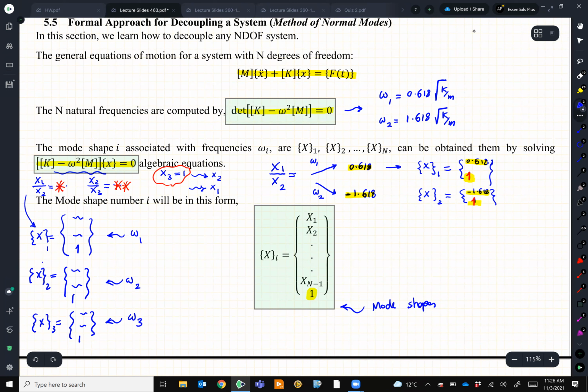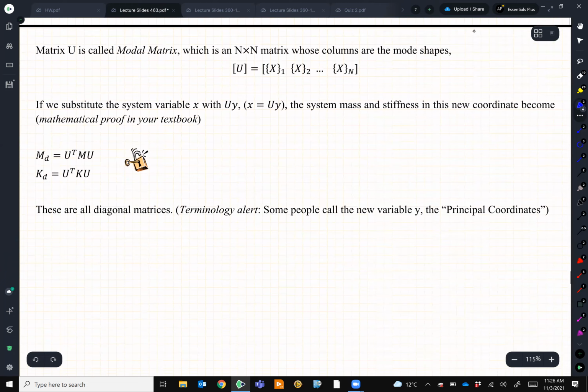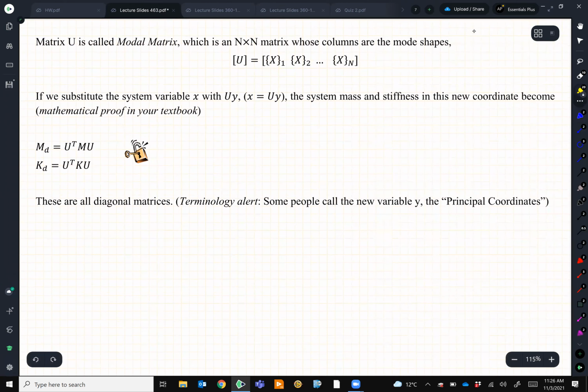Now, just to tie them up, we will put all these columns next to each other. So this is U, a big matrix. Each of these columns is the mode shapes. And we call that one the modal matrix. That's a name somebody picked before, and we use it. The mode shapes, we put them in a matrix, and we call it a modal matrix.